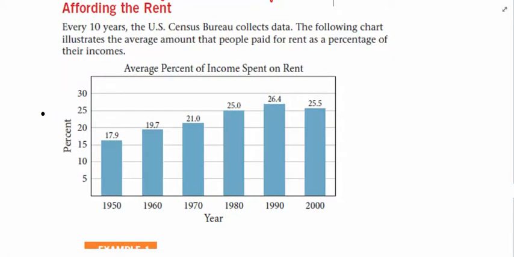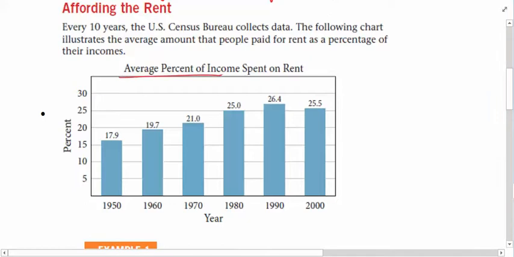Now, in our textbook, I found an interesting chart, and it's reminding us that every 10 years, when the United States conducts its census and it collects data, some additional information other than just population information is included. And this chart is the result of the census every 10 years. And what it shows is our average percent of income spent on rent over the years.